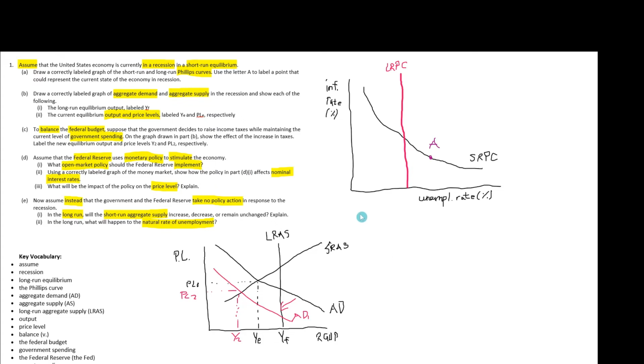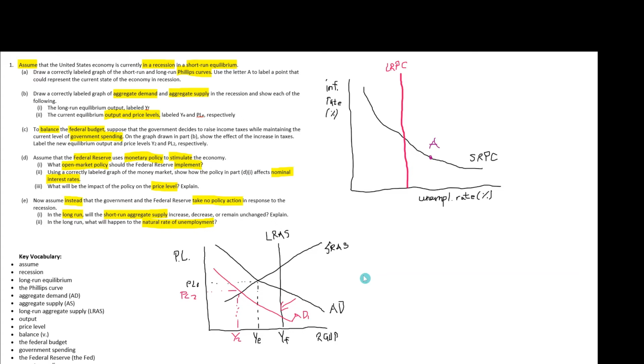Okay, so moving on to part D, it says assume the Fed uses monetary policy to stimulate. What we just looked at here was the result of fiscal policy. That's government changing spending, taxes, or transfers. In this case, it was taxes that were changed. For the Fed, that's monetary policy, so we're going to be changing aggregate demand using interest rates.